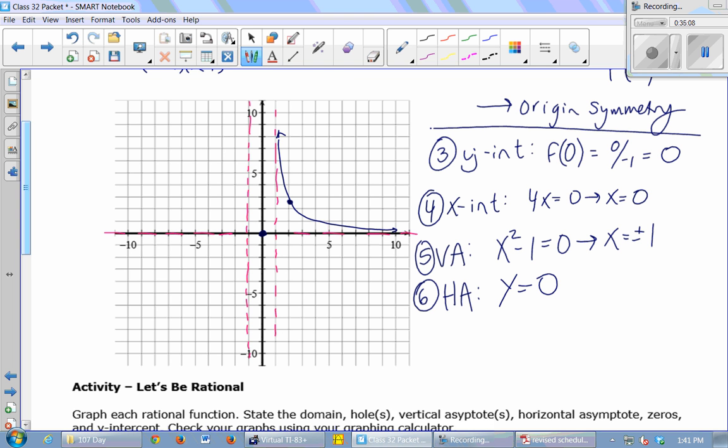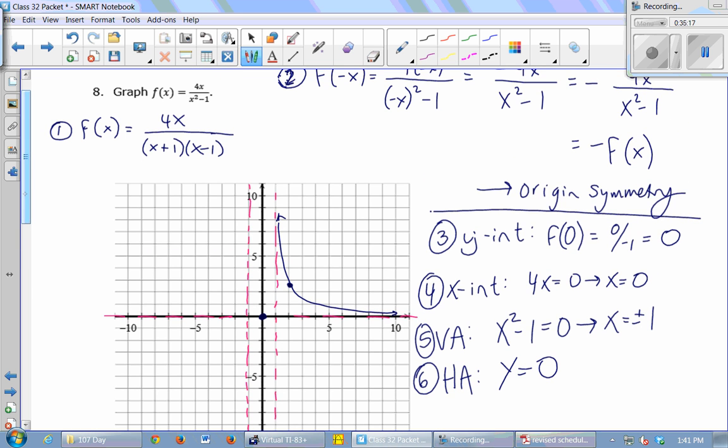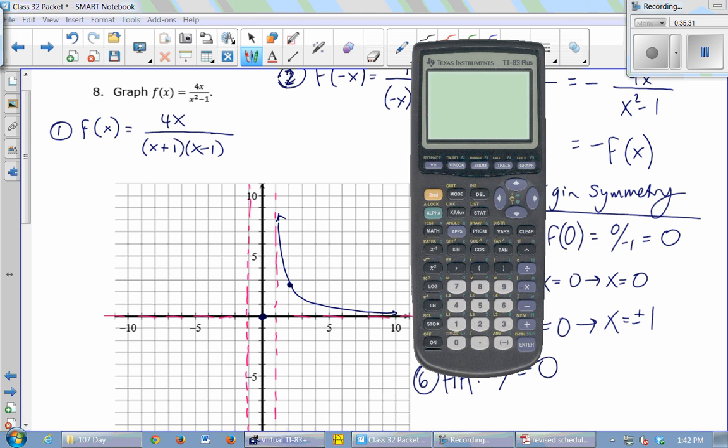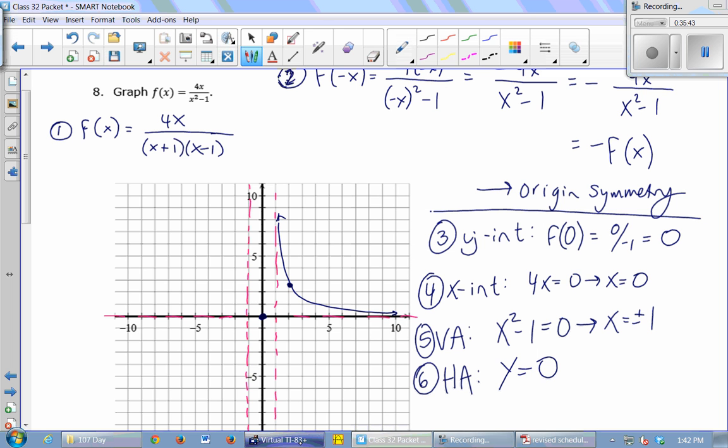All right, now I need a point between 0 and 1. A half, sure. So if I plug in a half, in my numerator I get 2, and in my denominator I get a fourth minus 1, which is negative 3/4. 2 divided by negative 3/4. Two divided by negative 0.75 is negative 2 2/3. Almost negative 3. So when x is a half, I get almost negative 3, like that.